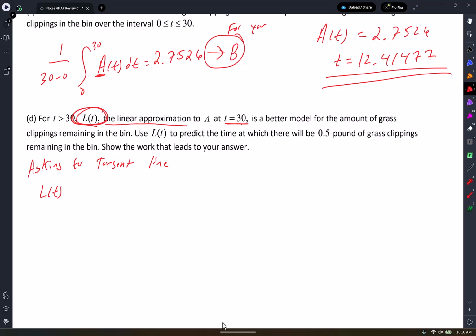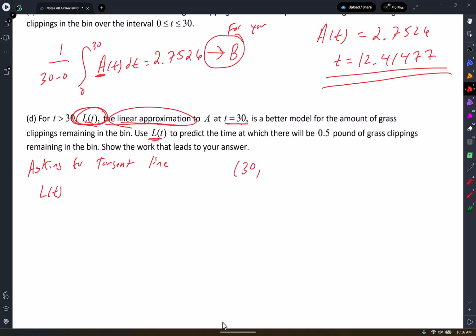Linear approximation. L of t is the linear approximation at t equals 30, a better model for the amount of grass clippings remaining in the bin. Use L of t to predict the time. Well, L of t, the linear approximation is tangent lines, right? Every time we find a tangent line, those are linear lines. Okay. We're still okay, guys?